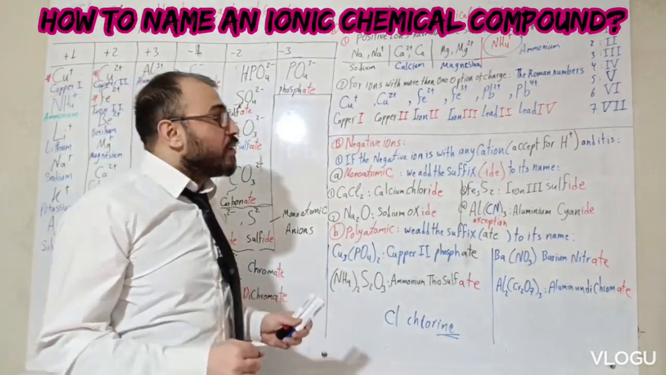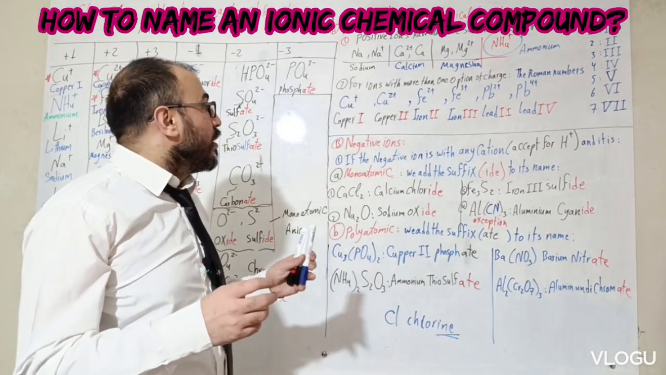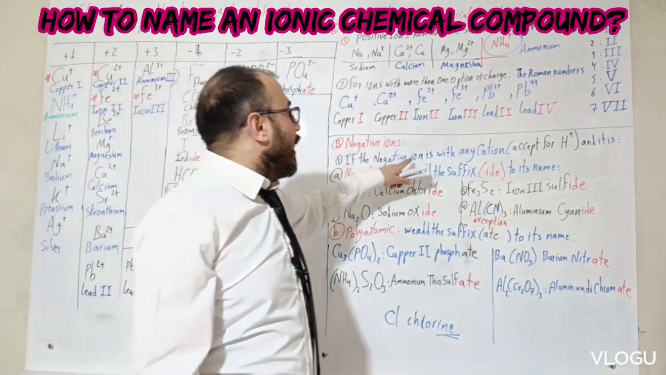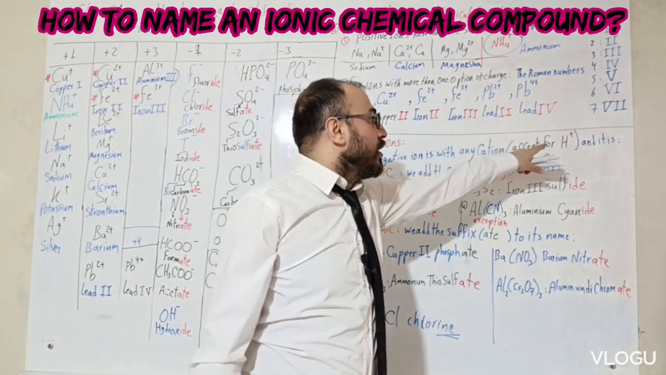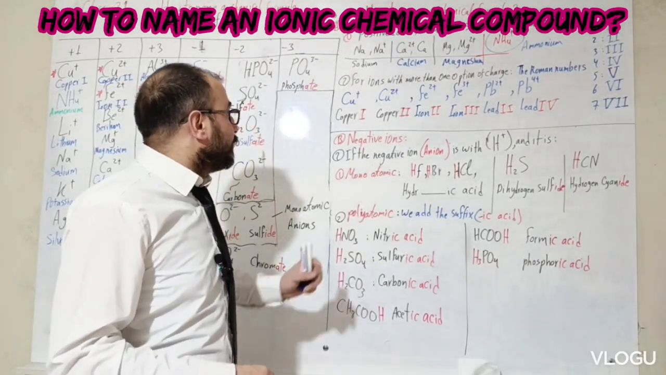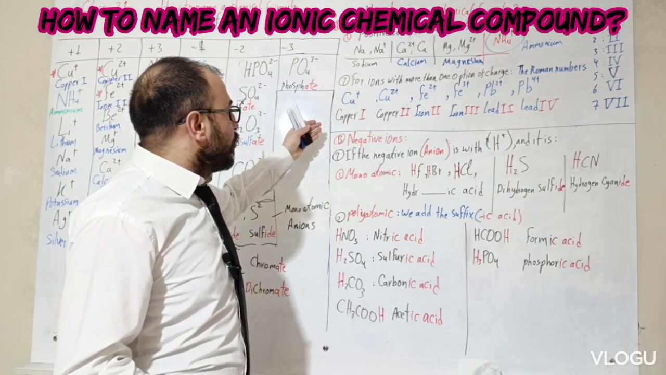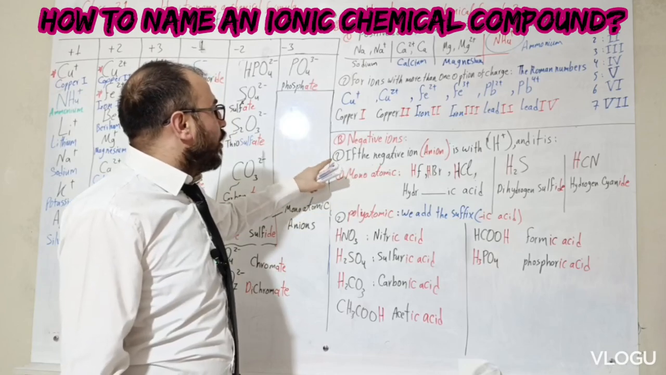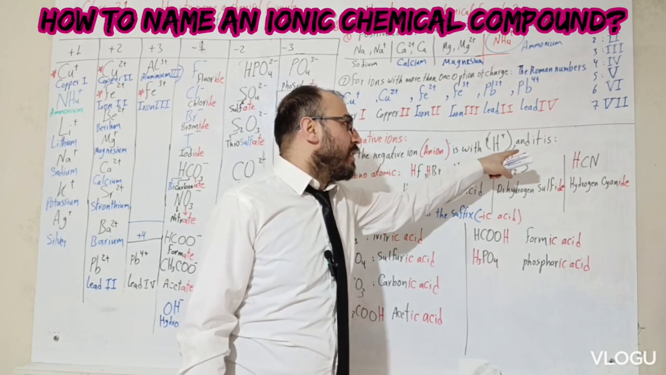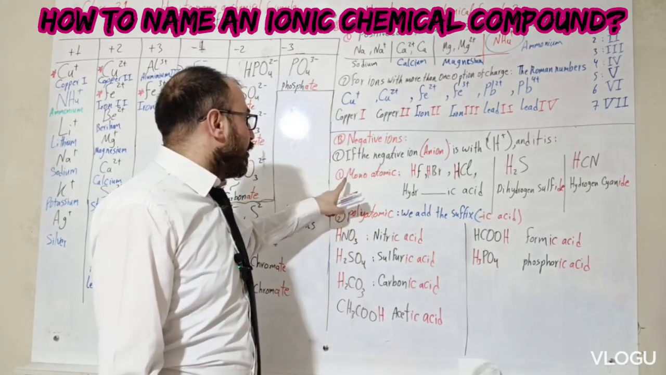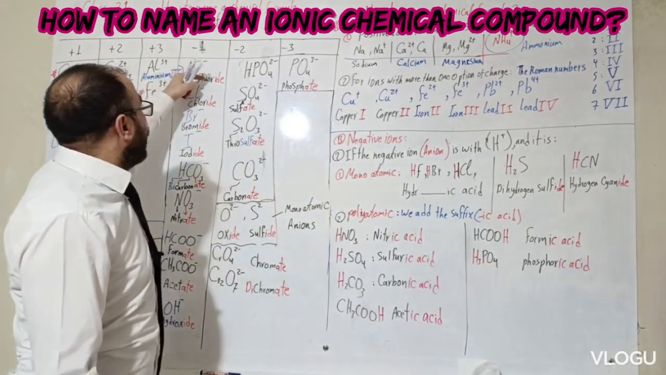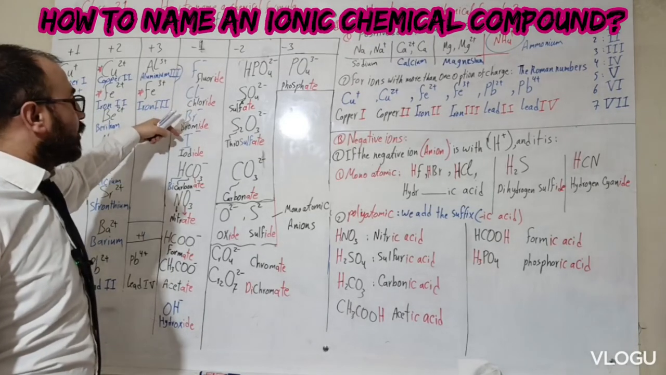Now, my friends, let's learn how to name a negative ion which is attached to the cation H+. Here we also have 2 options. The first one is when the negative ion or the anion with H+ is monoatomic. You have fluoride, chloride, bromide.